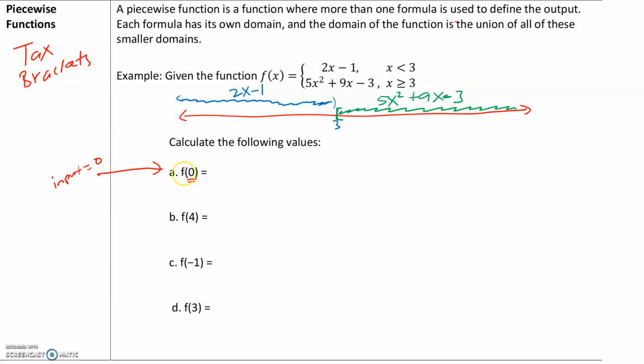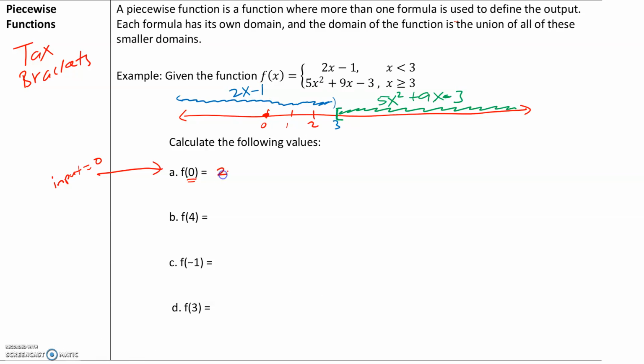So let me plot x equals 0 on my number line. This is 3, this is 2, this is 1, this is 0. X equals 0 is this point. Now, x equals 0 is less than 3, and we can see that on the number line. So for x equals 0, we would use the function 2x minus 1 to evaluate the output.